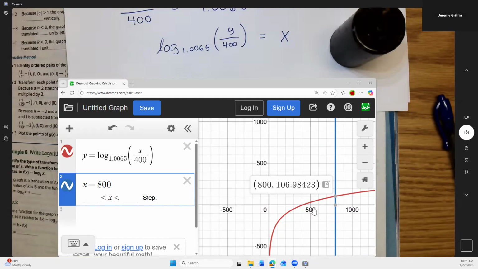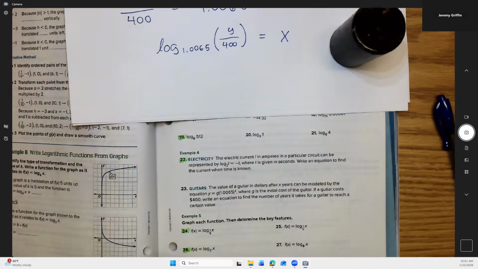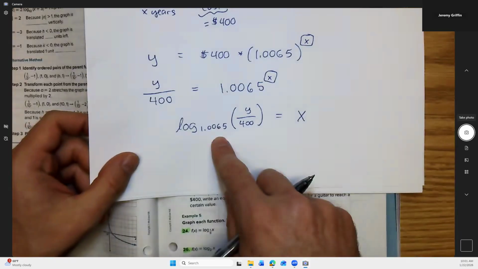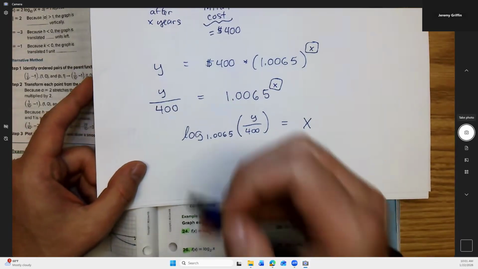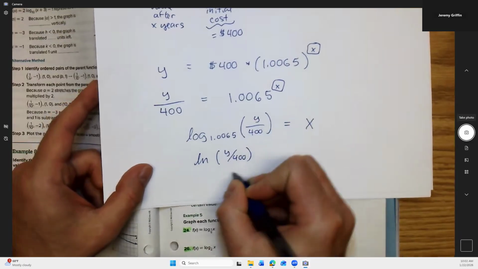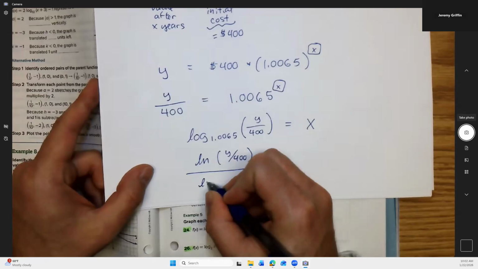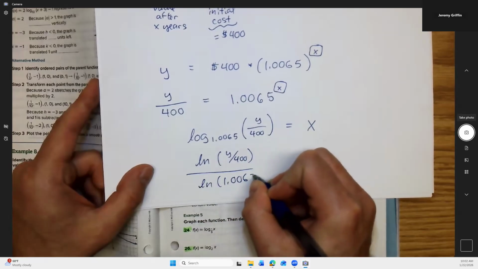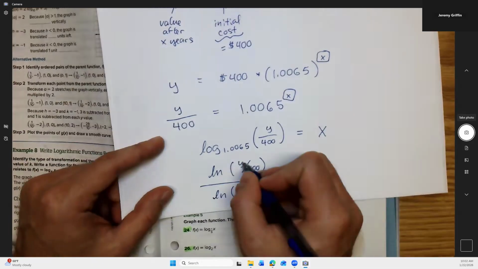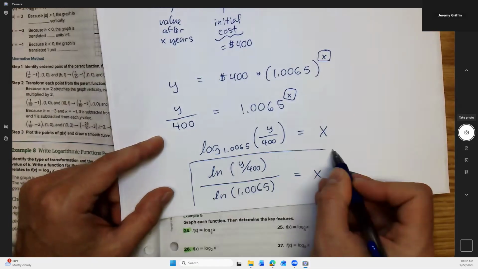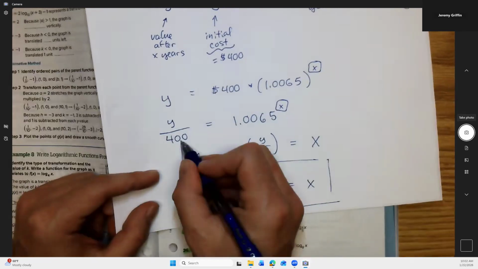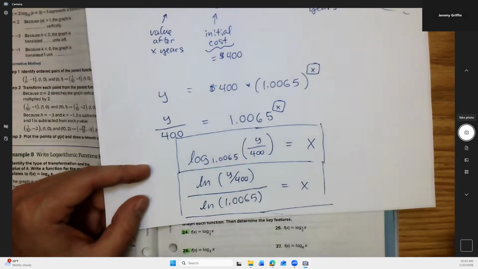Now, there's maybe a cleaner way you could write this equation, which would result in the exact same graph. Okay, let's do the log change of base. So I could do natural log of y over 400 divided by natural log of 1.0065. That's also equal to how much time it takes to reach a price of y dollars. Okay. So actually, either one of these would be okay. They're the exact same graph.